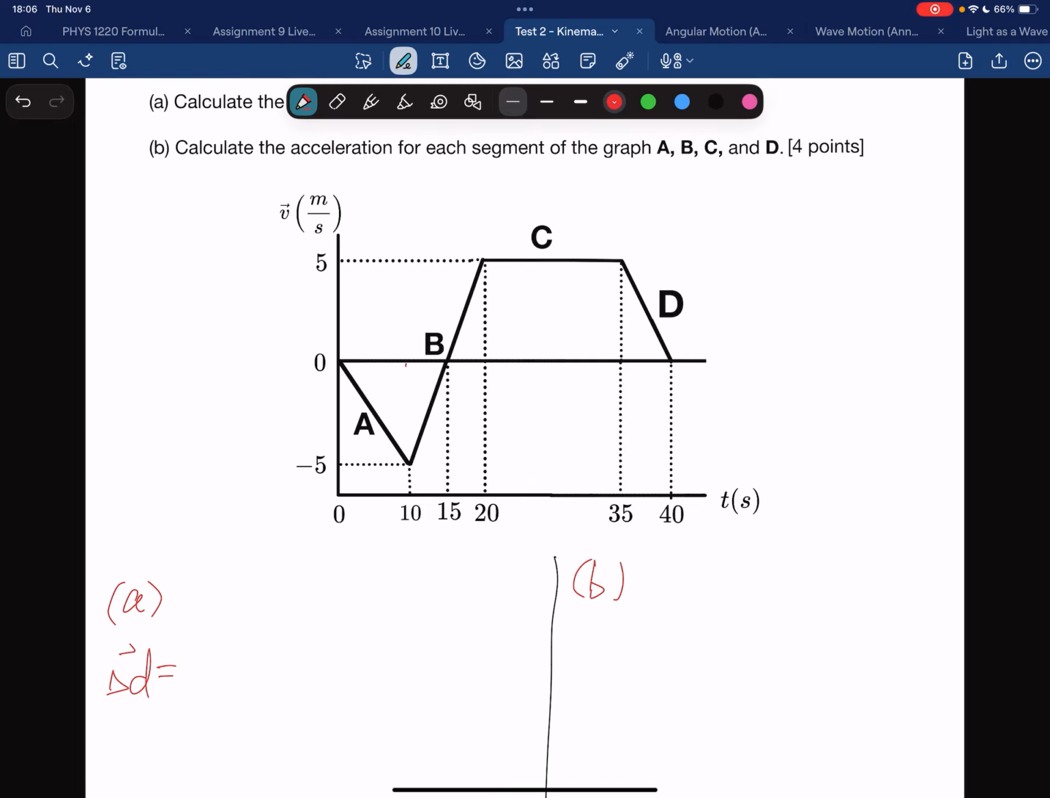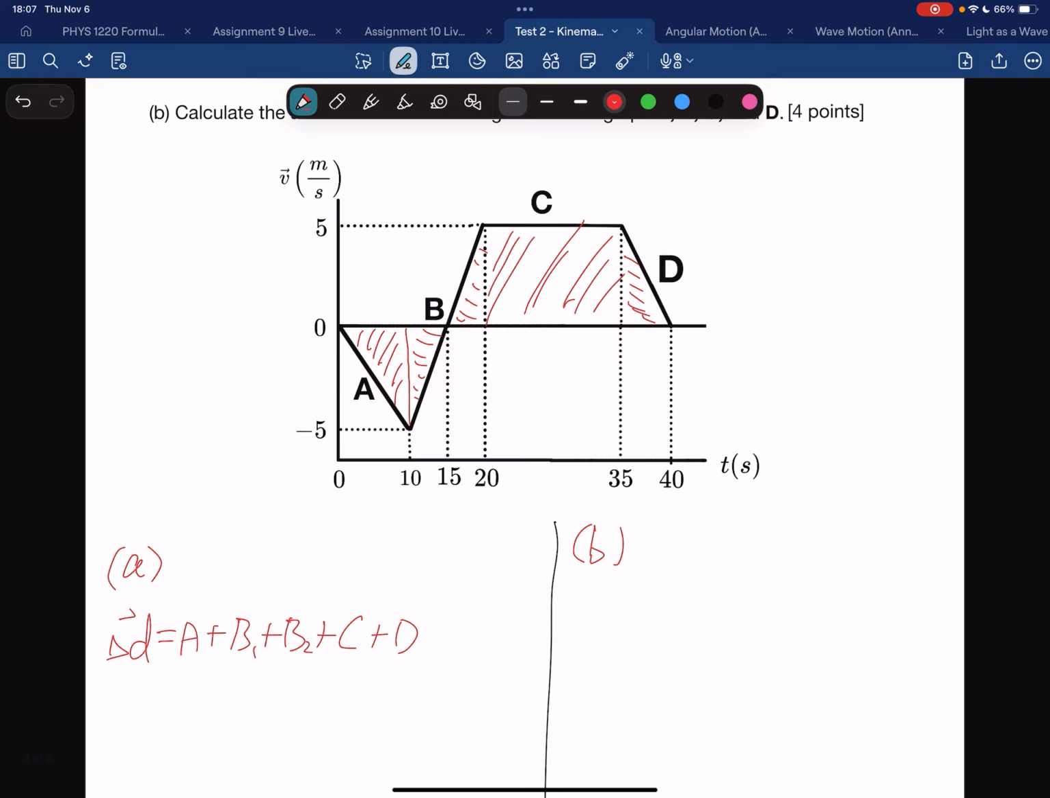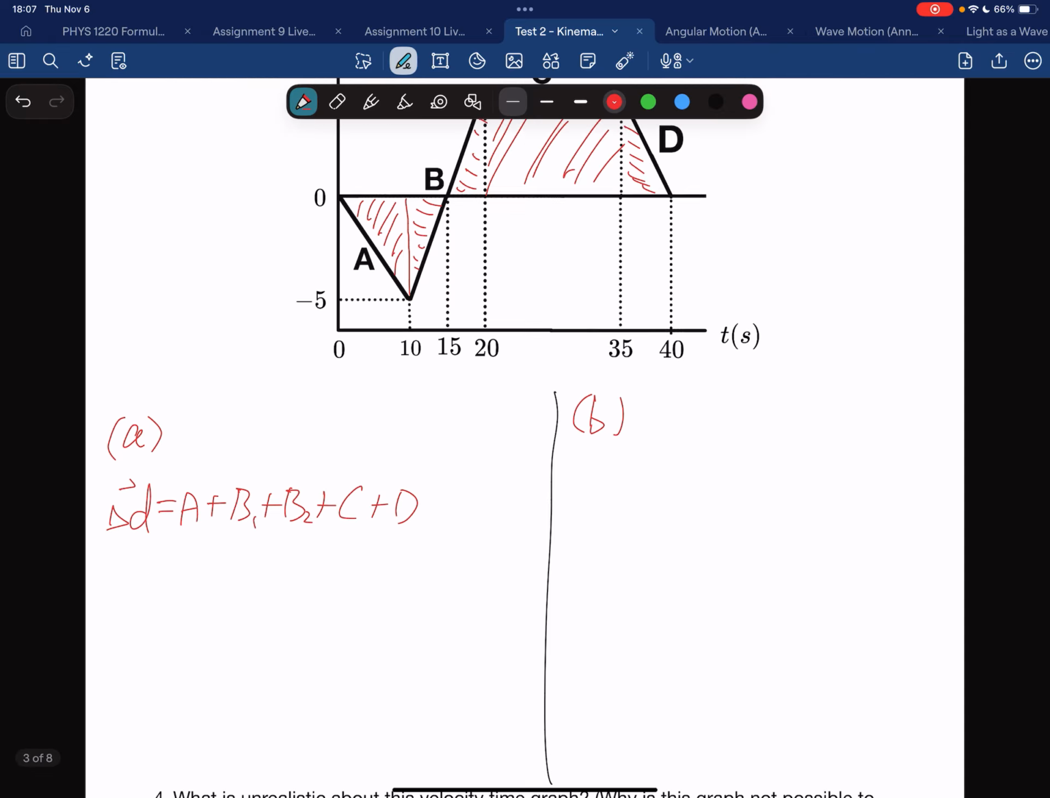So I see a triangle here, a triangle here, a triangle here, a rectangle here, and a triangle here. So I'm going to call that area A plus B1 plus B2 plus C plus D. I'm going to say that all 5 of those areas added together is the displacement. I know this because area on a velocity time graph gives me displacement.